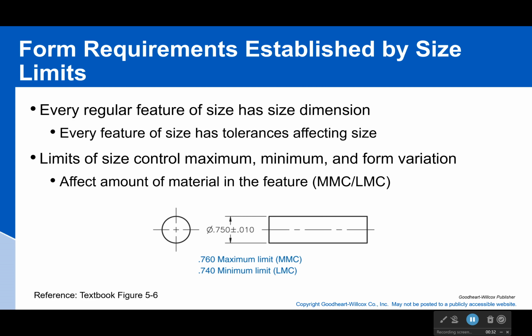Now, these limits of size actually do control form variation. Remember, we had that whole rule number 1: at the max material condition, it has to have perfect form. So in one way, it can't vary more than that plus or minus 0.01. Otherwise, it will hit either boundary and fail.